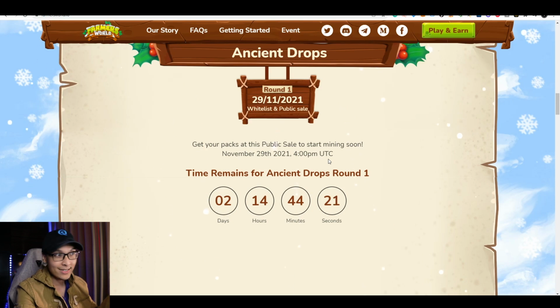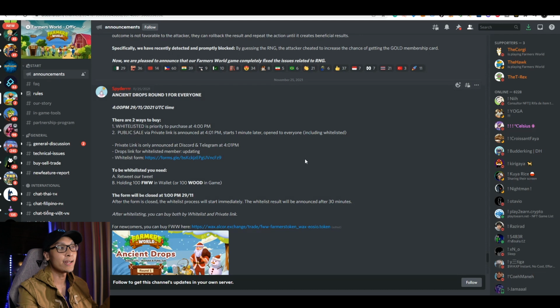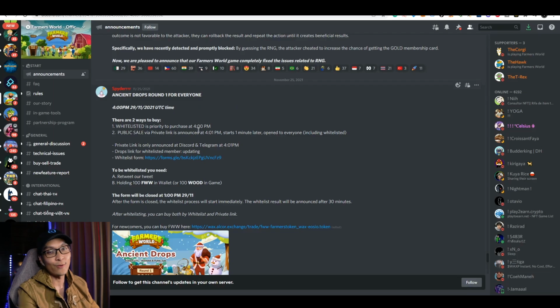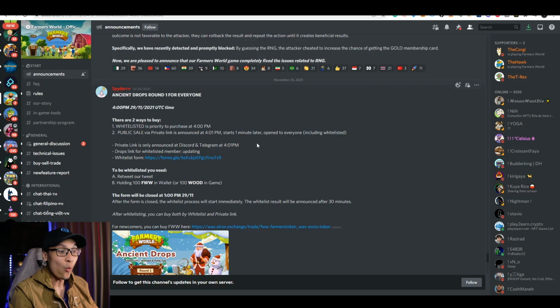In order to get whitelisted on this round, you will need to head over to their Discord, and you can find over here that there are two ways to buy. The first one is getting whitelisted, and the priority purchase will be exactly at 4 p.m., or 12 midnight for us. The second one is a public sale, which is 1 minute after the whitelist, and it's only via the private link, which is going to be released in the Discord and the Telegram as well.